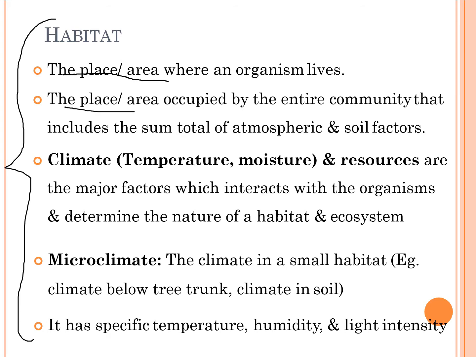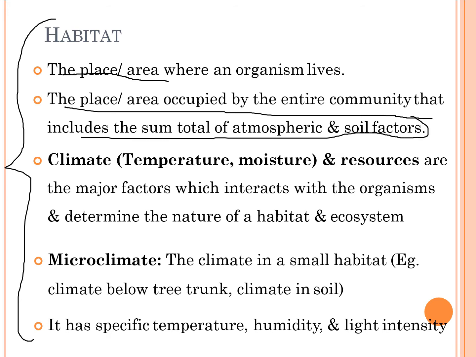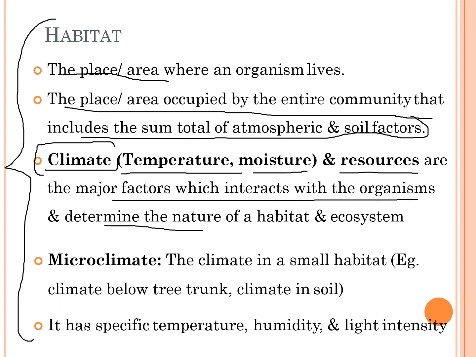So the place and area occupied by the entire community includes the sum total of atmosphere and soil factors. Basically it's the sum total of everything through which the organism lives there under favorable conditions. The first term under habitat is climate. Climate includes temperature, moisture content, and resources, which are the major factors that interact with the organisms and determine the nature of habitat and ecosystem. Under climate we have another term, the microclimate.